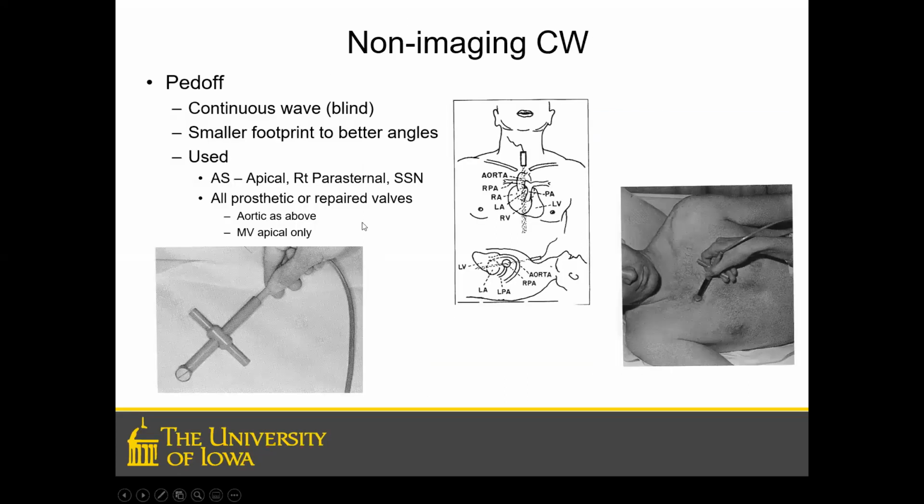And the Pedoff transducer gives us some higher velocities because it has such a smaller footprint, so we can get a better angle between those ribs than with the duplex. And when we should do this is anytime there's AS, and you should also use the Pedoff anytime there's a prosthetic or repaired valve, whether that's in aortic position or mitral position.